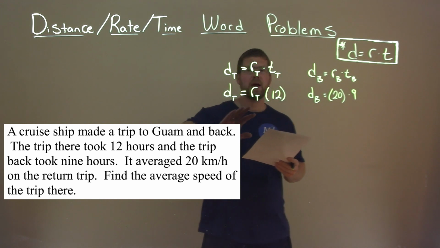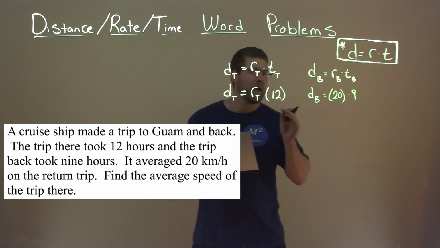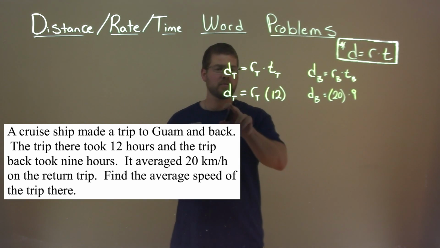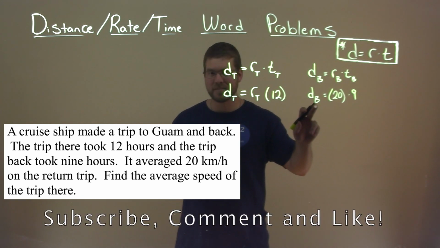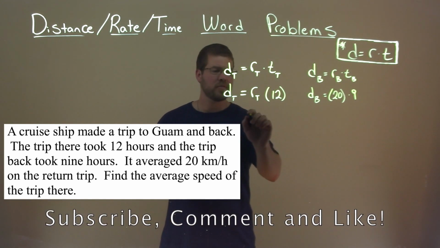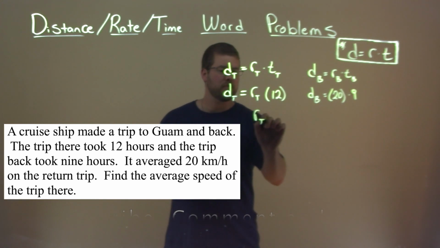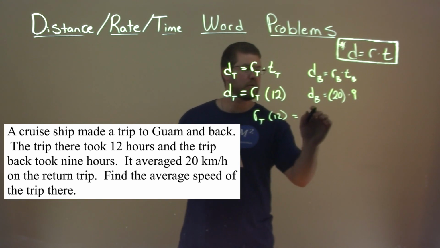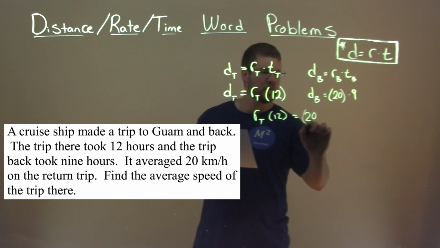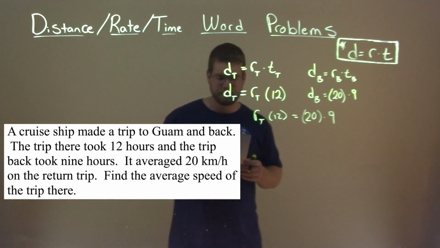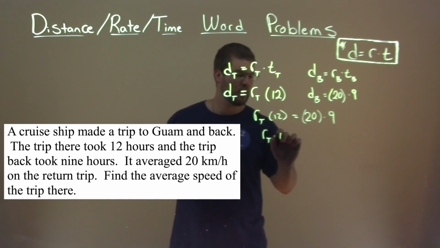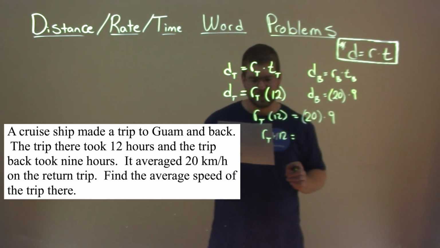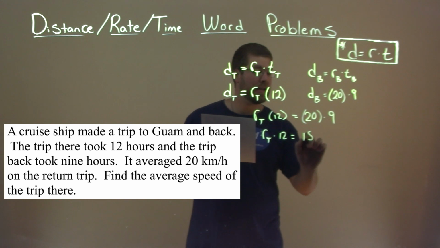And so now we have two equations that we can set equal, because the distance there is equal to the distance back. It's the same distance. So let's set them equal to each other. R sub t times 12 is equal to 20 times 9. Now let's simplify that: 20 times 9 is 180.